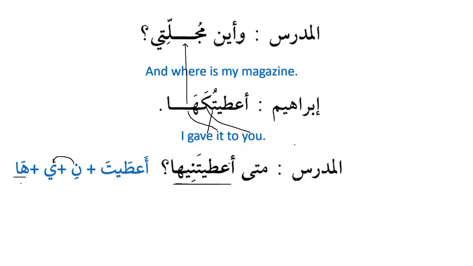The second object is ha. So mata أعطيتنيها, when did you give it to me? أعطيت, you give, and then we have ni, which will be translated as me, and ha, it, as we can see over here. So when did you give it to me?